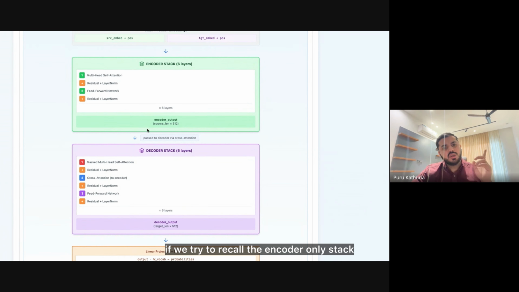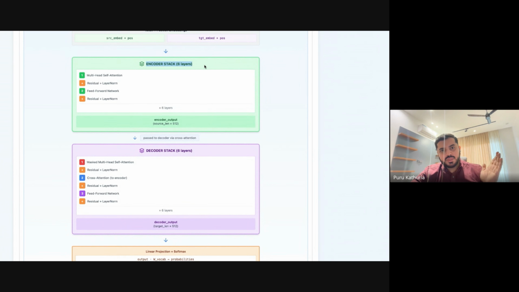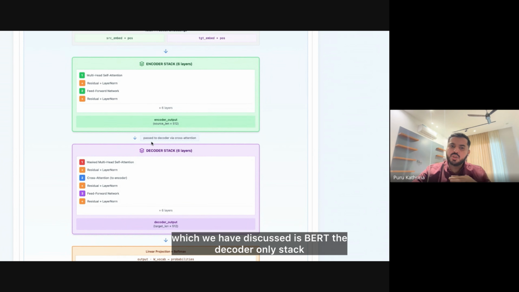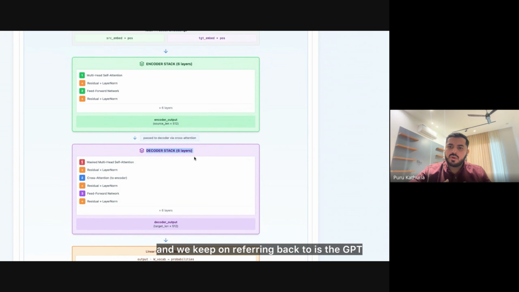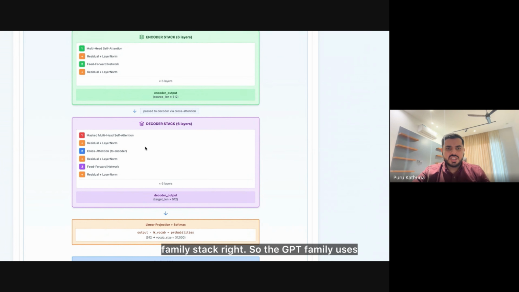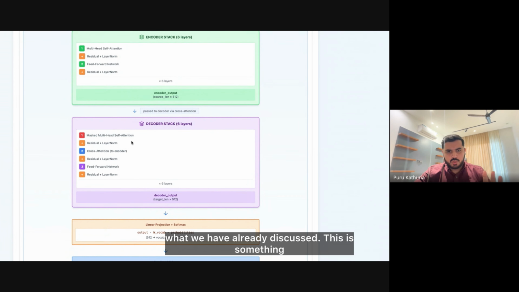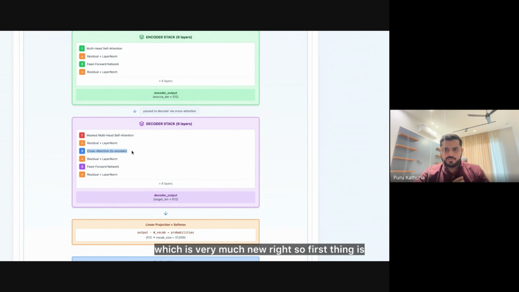So if we try to recall, the encoder-only stack which we have discussed is BERT, and the decoder-only stack that we have discussed, and keep on referring back to, is the GPT family stack, right? The GPT family uses only this decoder stack, without an encoder, to generate the next token. Now, masked multi-headed self-attention is what we have already discussed. This is something which is very much new, right?